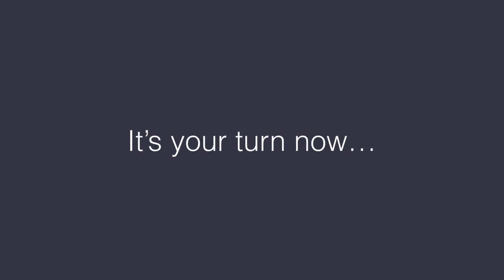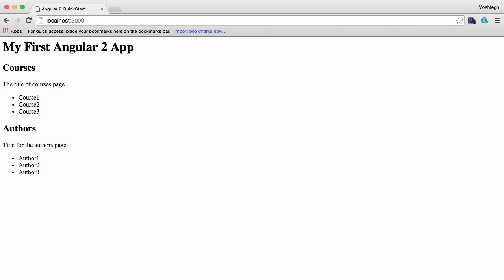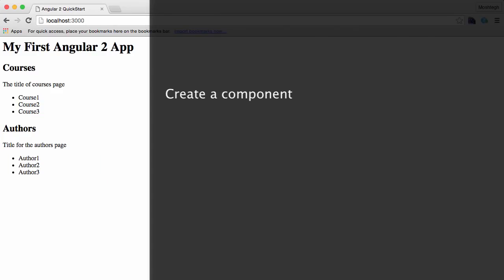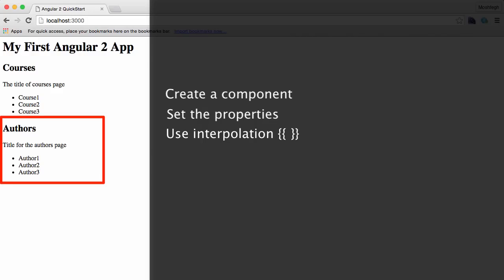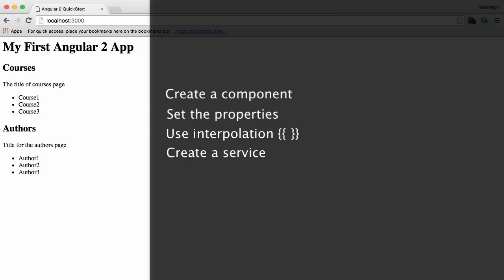Now I've got a small exercise for you. I want you to use what you learned in the past few videos and extend this application to something like this. So below the courses, I want you to display the list of authors. Just to give you a bit of direction, start with a component. Then set the required properties in your component and use interpolation to render them like this. Then extract the part that is supposed to get the list of authors from the server and put it in a service. And finally, use dependency injection.